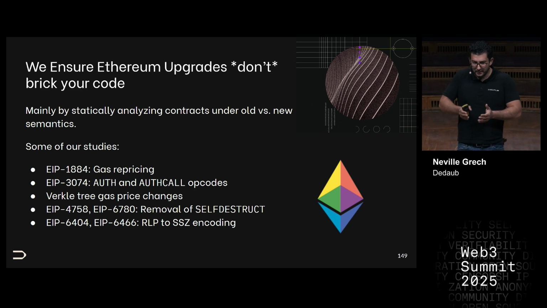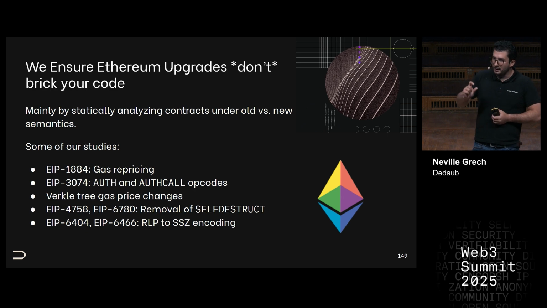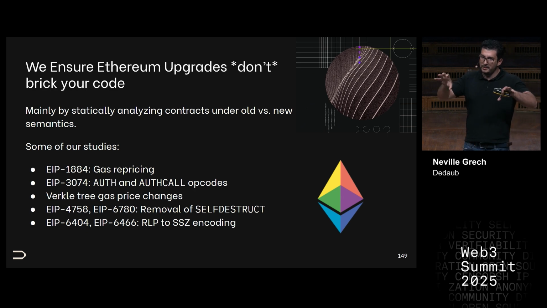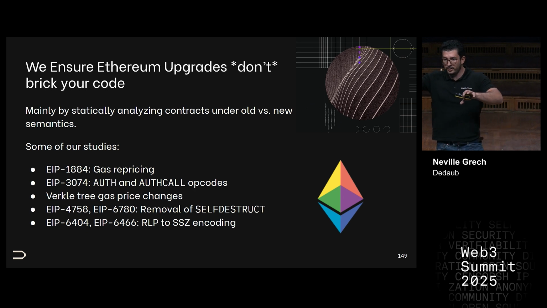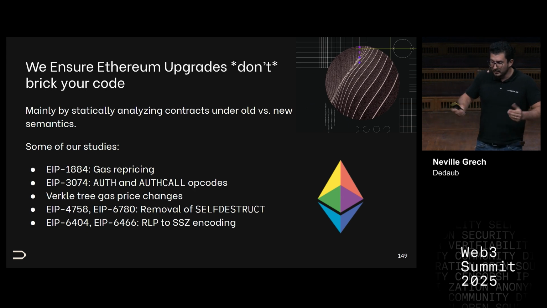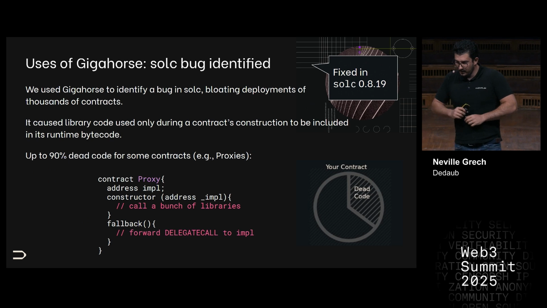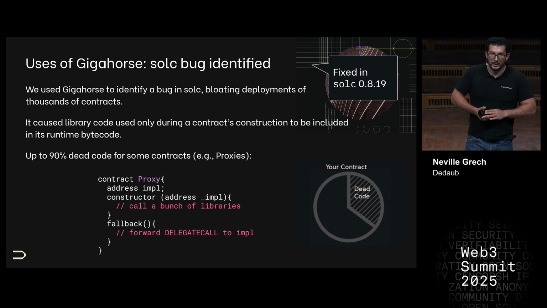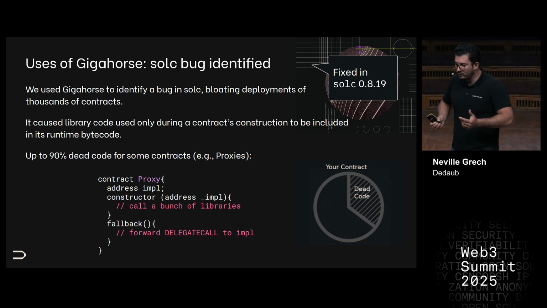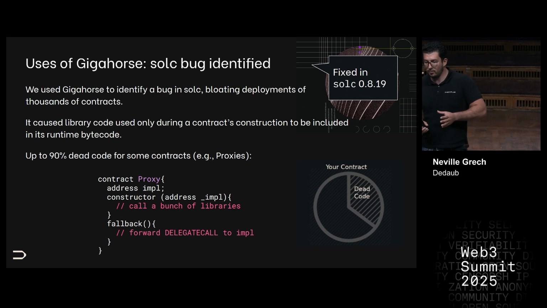And in these studies, what we usually do is we create two semantics of the Ethereum virtual machine. We see, does the contract work in this semantics, but doesn't work in this one, the updated one? Then we need to look into it further. All right. We've also identified, as I said before, vulnerabilities in the Solidity compiler.